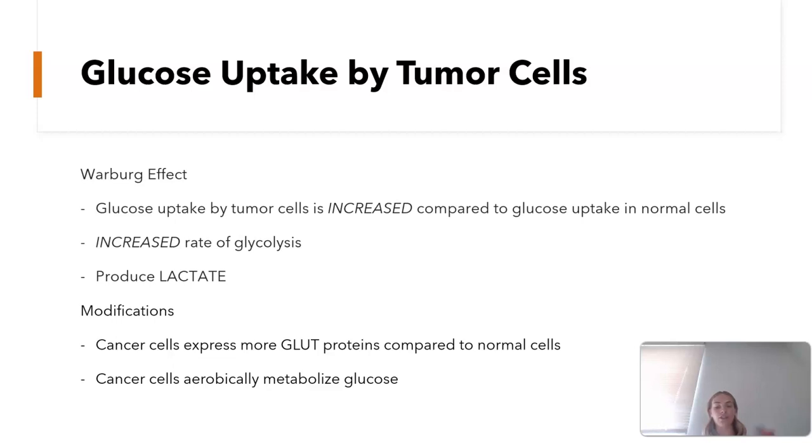And these modifications just support that the change in glucose uptake between normal tissue cells and tumor cells is that there is an increase in glucose uptake. So that is the summary of case number 2.